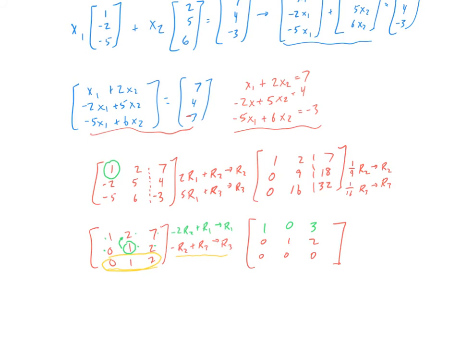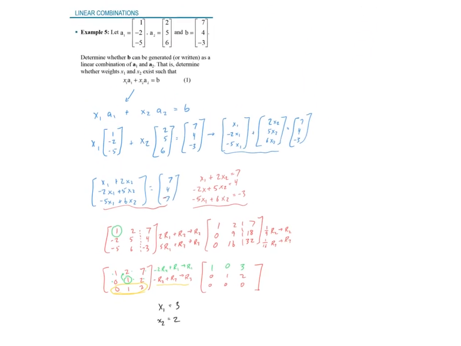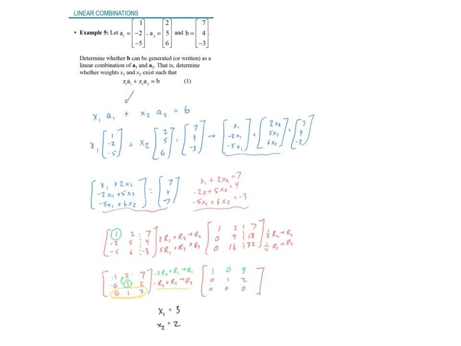What does it mean? What did we solve for? Our variables were x1 and x2. x1 is 3. x2 is 2. So let me zoom out and scroll back up to the top. What did we actually get here? Right, these are the weights.